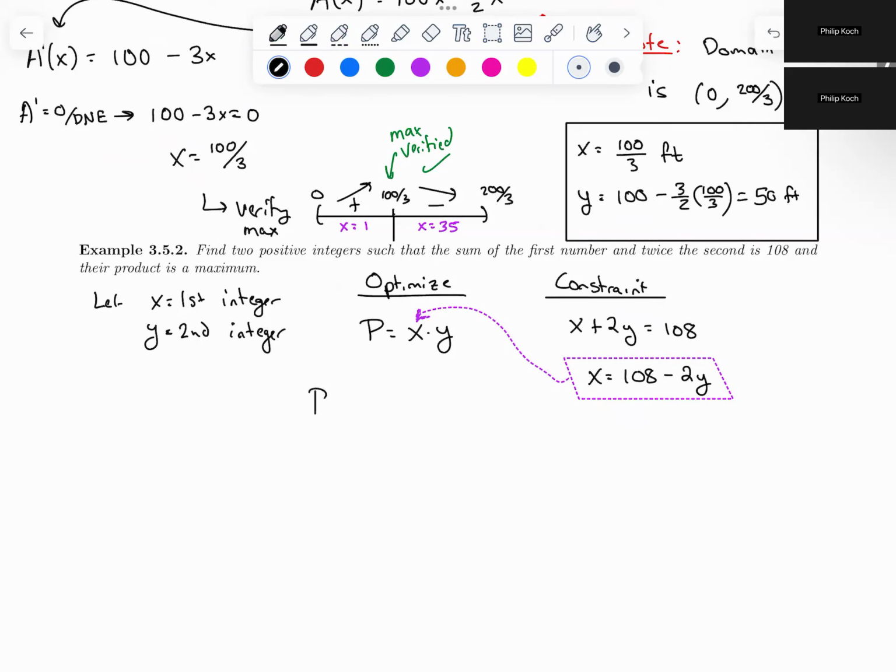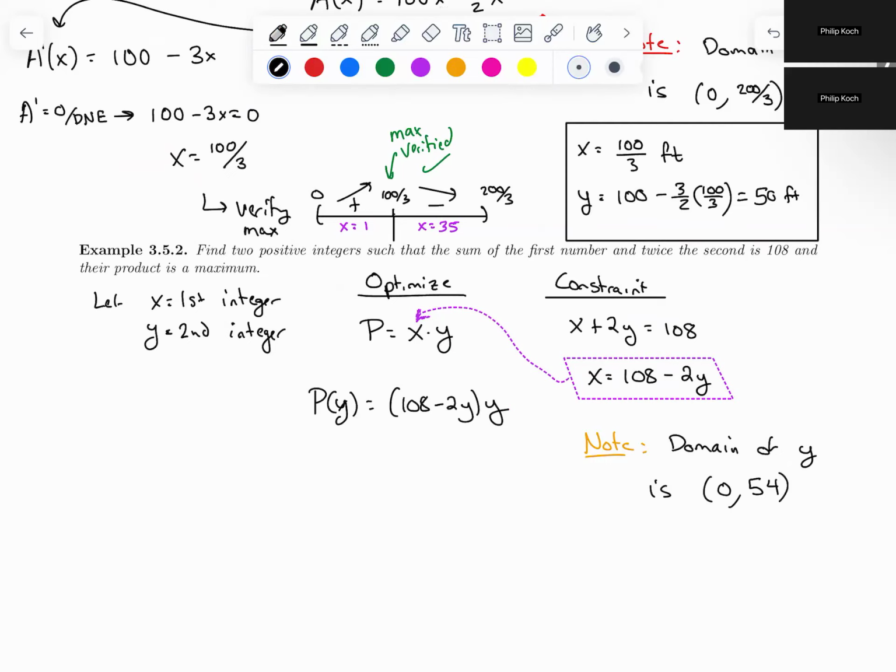P of X, sorry, P of Y, excuse me, is now 108 minus 2y times y. And technically speaking, y could be at minimum 0 and at maximum 54. Think about why. So note, domain of y is parentheses 0 to 54.